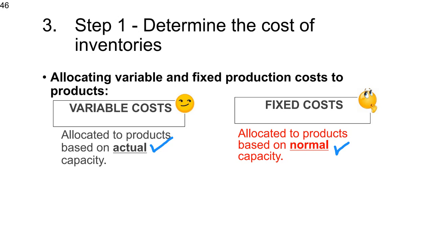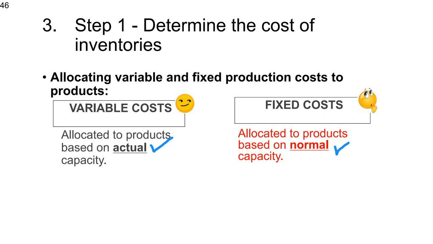But the thing is that we must find some way to allocate this fixed cost to individual products. Why do we have to find some way to do that? Because if we don't, the cost that the goods are reflected at in our income statement and in our balance sheet will be incorrect. And therefore, we cannot make decisions with incorrect information. So we have to find some way to allocate it.